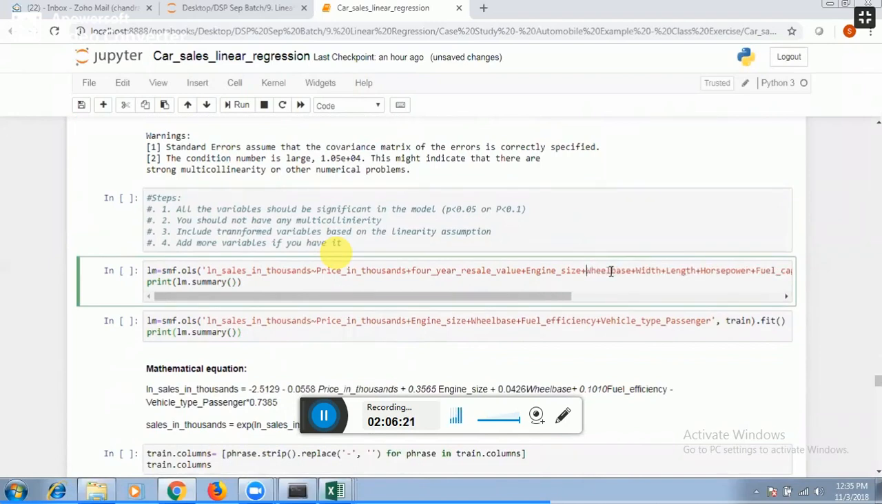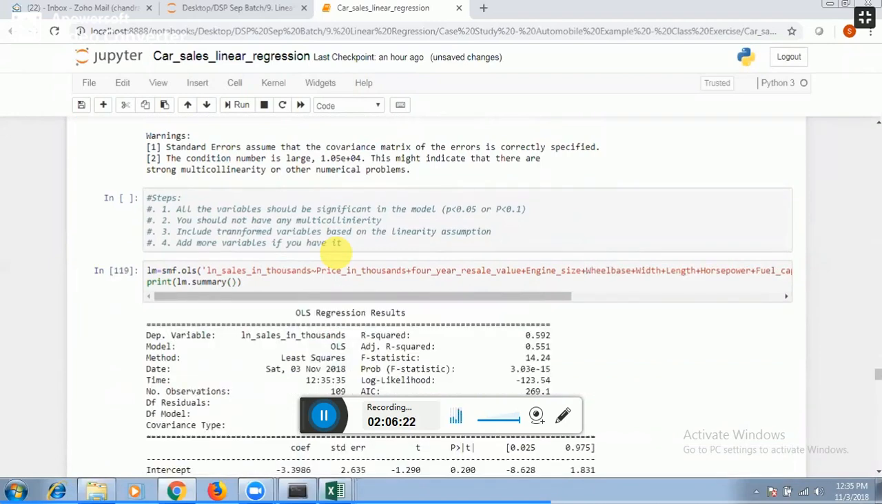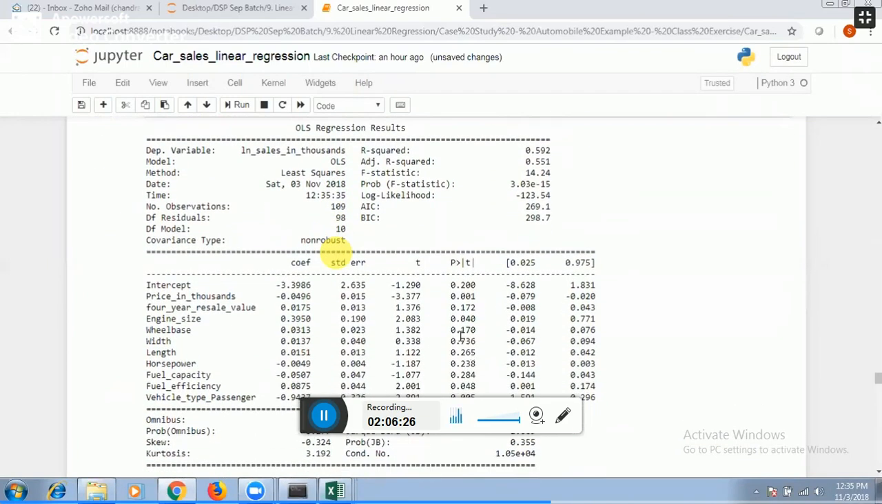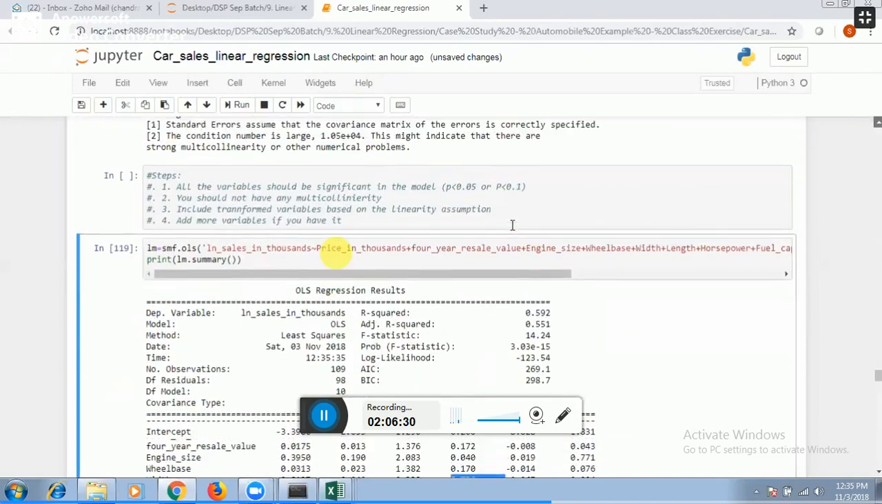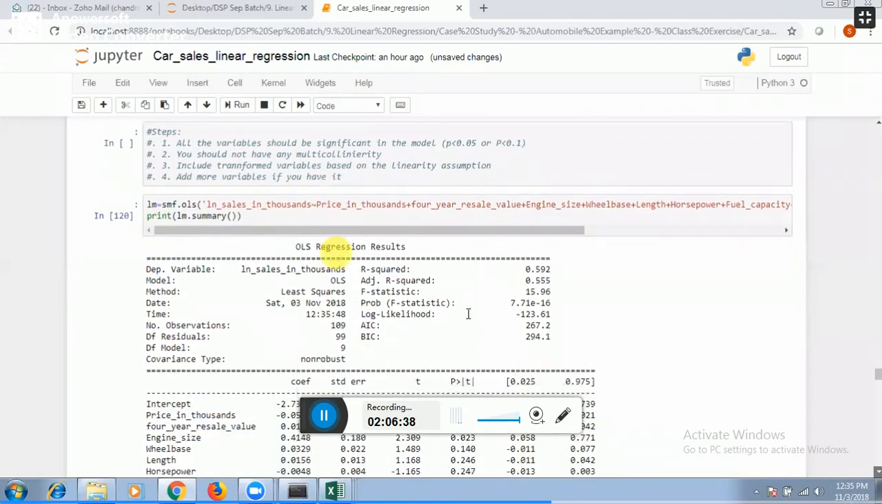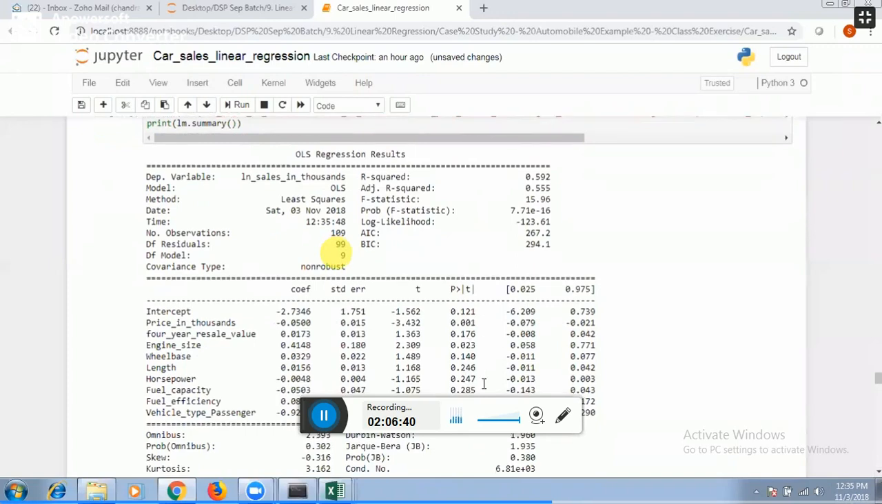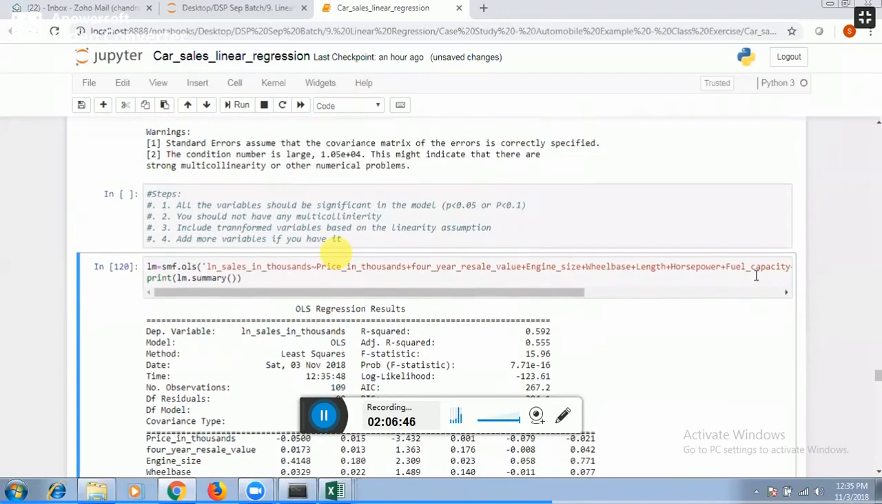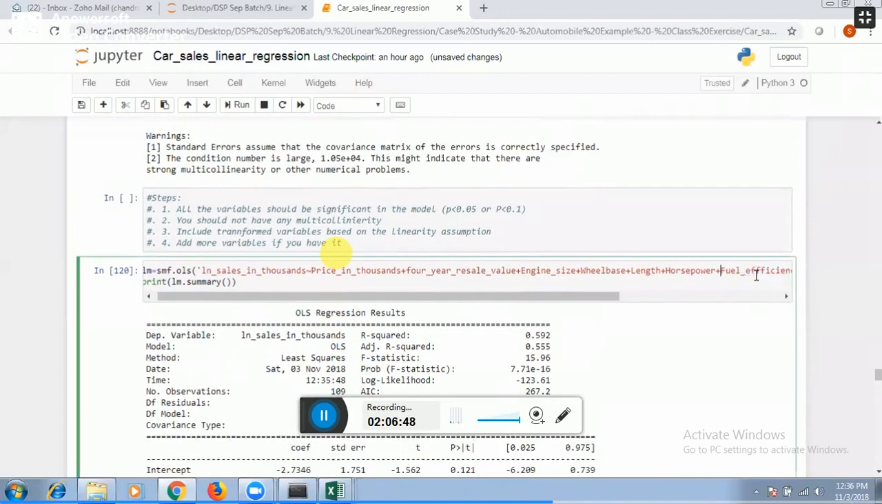Now you look at the output of this. So now you can see that the variables are still insignificant. So the next insignificant variable is what? Width. So you can drop the width variable. And now you can see that there are still some insignificant variables. What is the next insignificant variable? Probably fuel capacity. So fuel capacity, you can drop it.